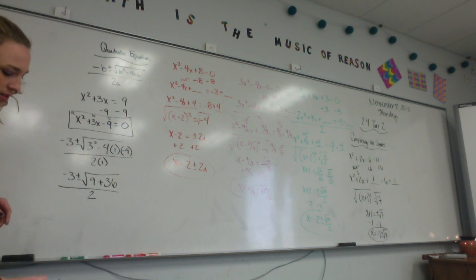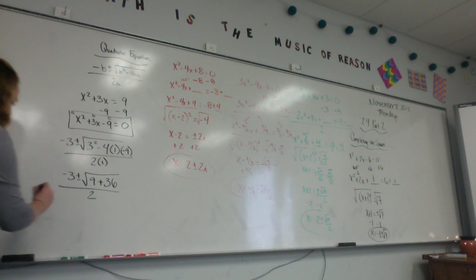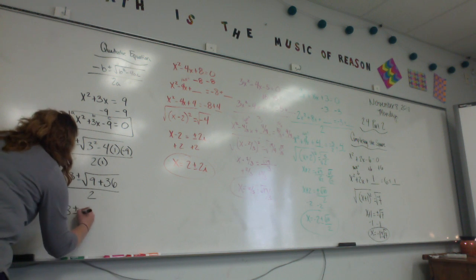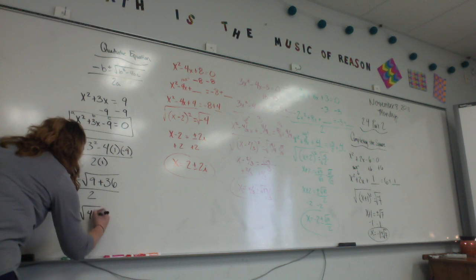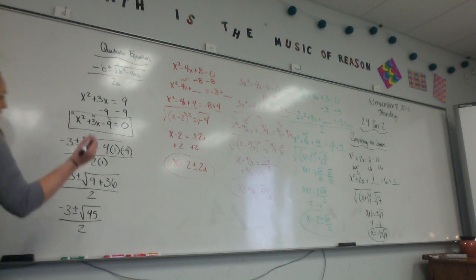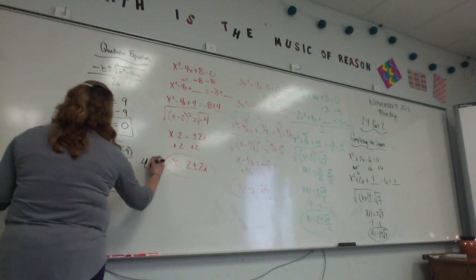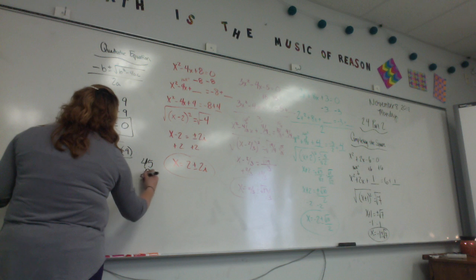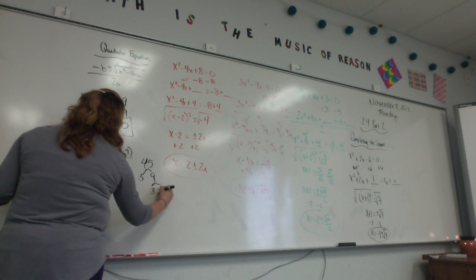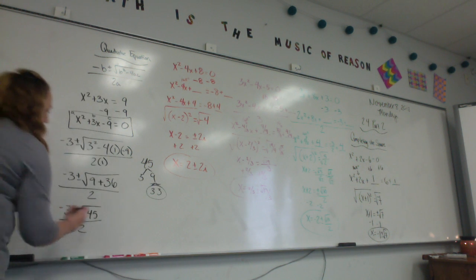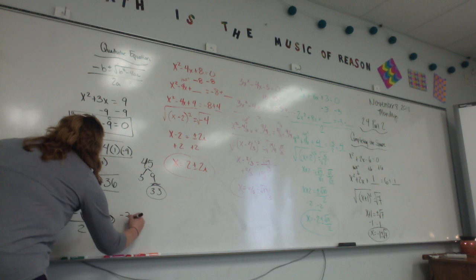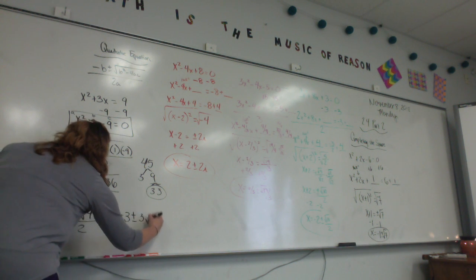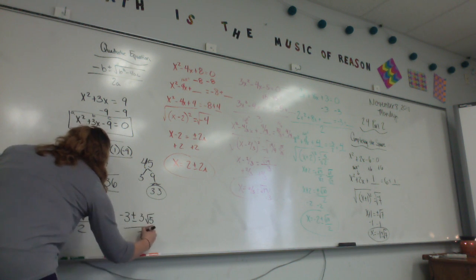9 plus 36 is 45. Oh, you were a step ahead of me. Now, I need to take 45 and bring stuff out if I can. 5 and 9 go into it, which means 3 and 3, so I can take that out because it's a pair. So this ends up being negative 3 plus or minus 3 radical 5 over 2.